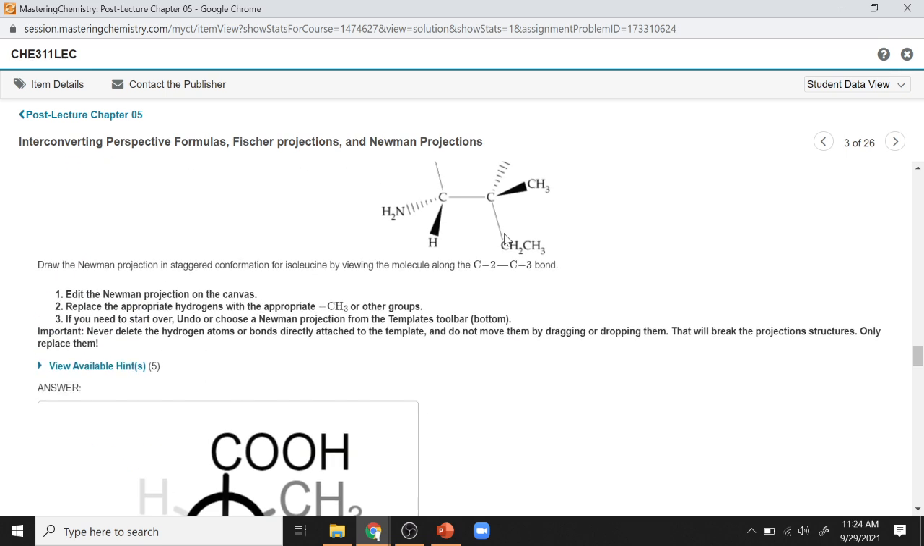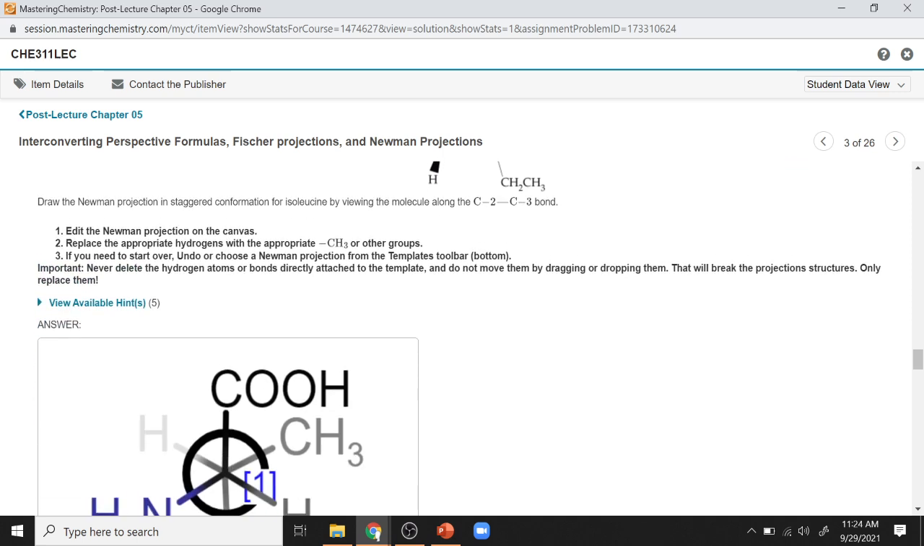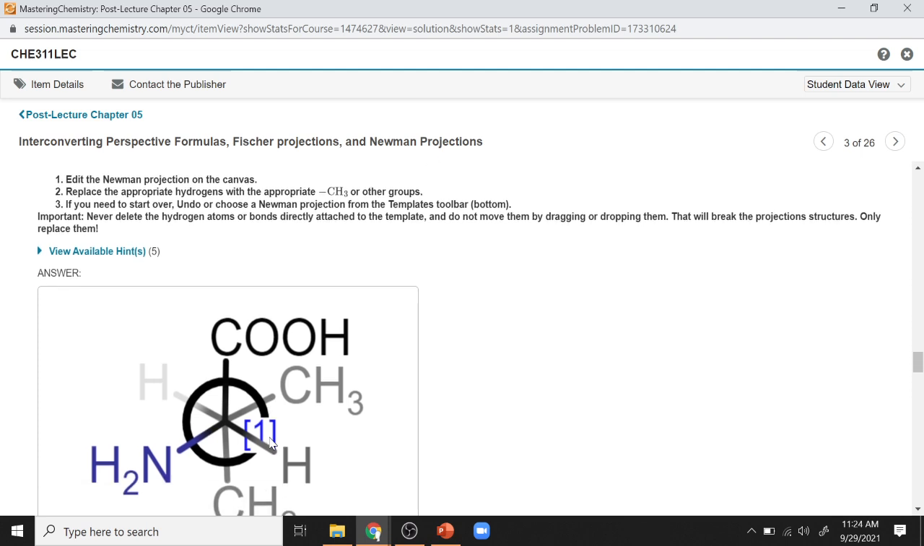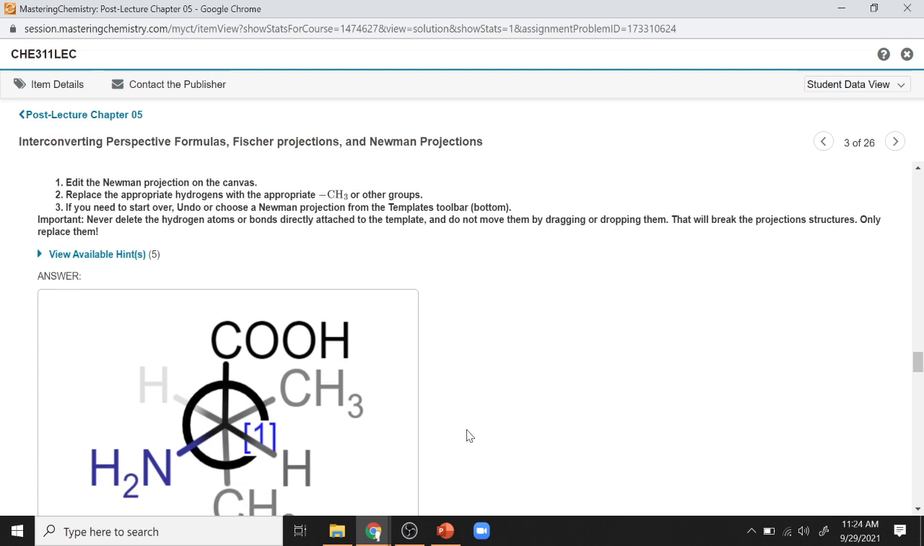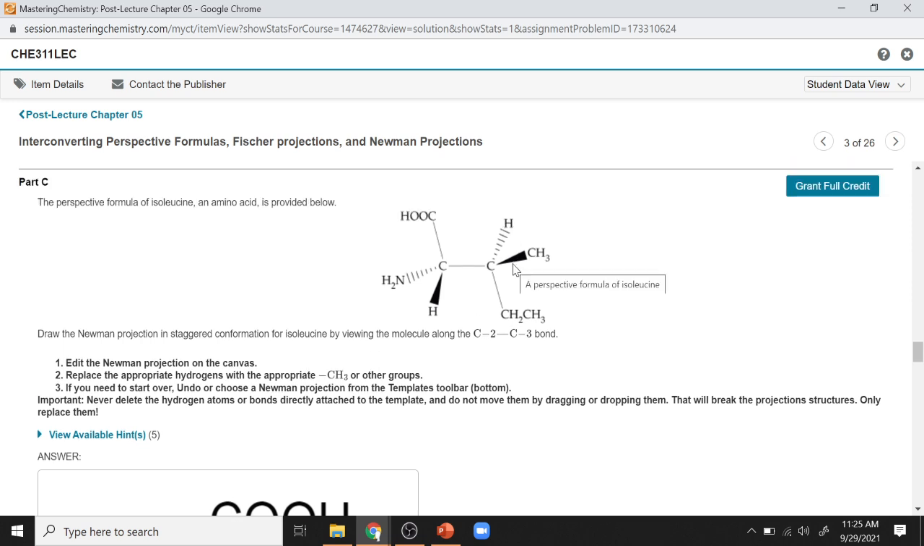Okay, so this one right here, does everybody understand how you do that? Again, you're looking down this bond, right? This would go down to the bottom. This would be on your left side, top left. This would be on your top right. Okay. Everybody see that okay? And you get how you just look at them as triangles, right? Yeah, they're little triangles.